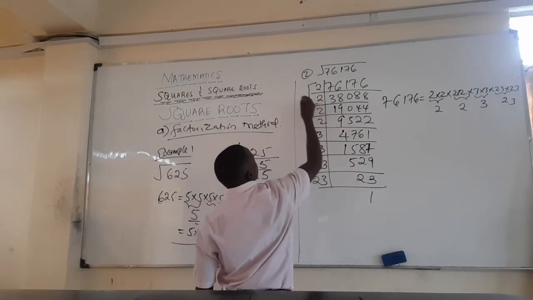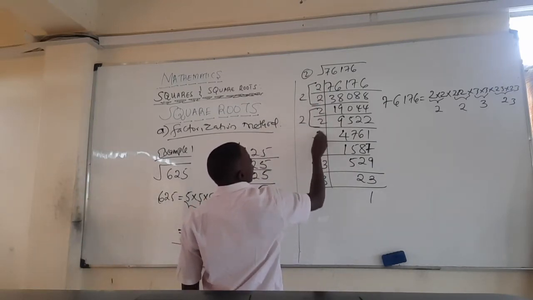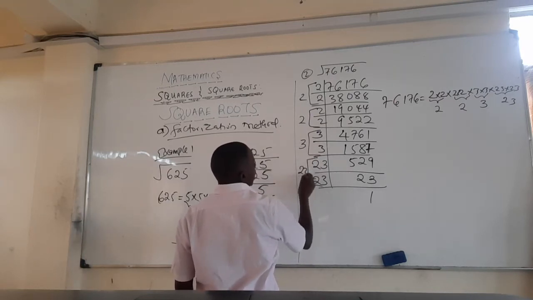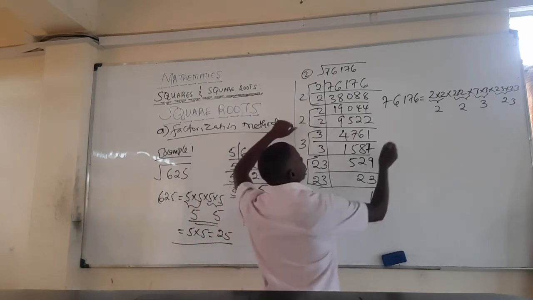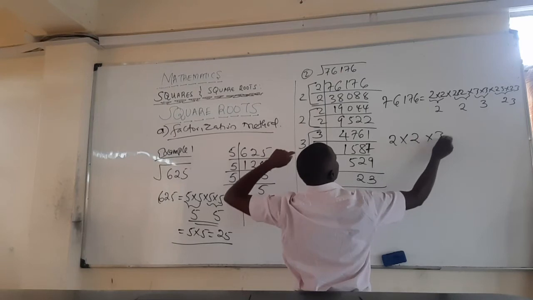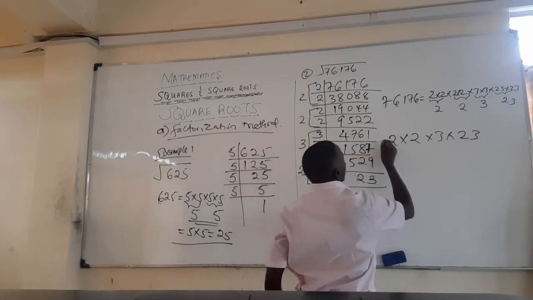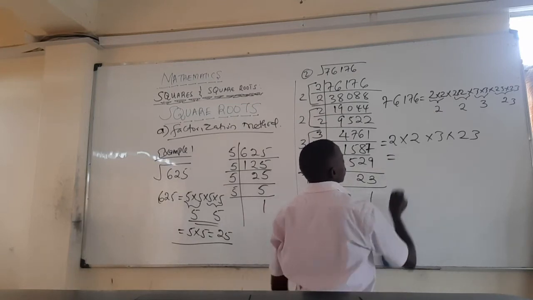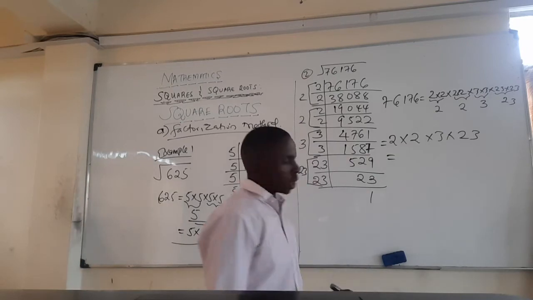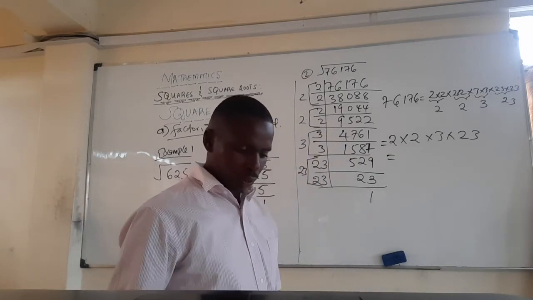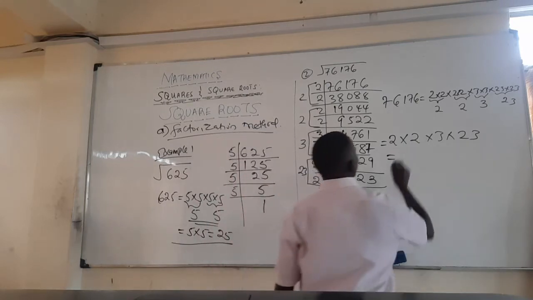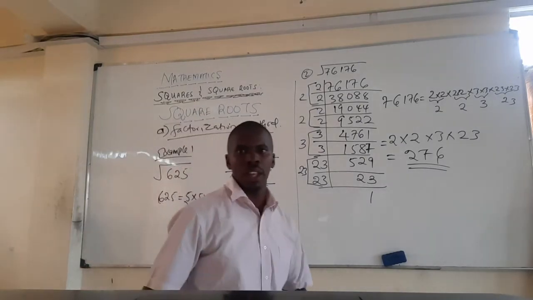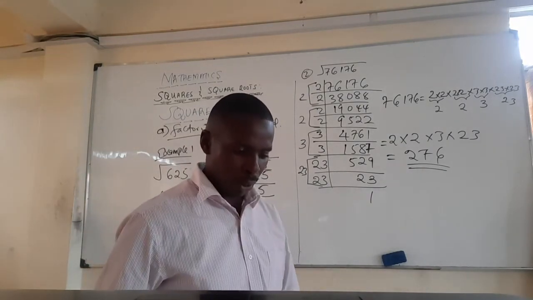When you have these 2, you pick 1, these 2, you pick 1, these 2, you pick 1, these 2, you pick 1. So these numbers, and then you multiply them, that is 2 times 2 times 3 times 23. This is now the square root of that number, 76,176. This is 4 times 3, which is 12. Then 12 times 23, get 276. So that is the square root of that number using the factorization method.